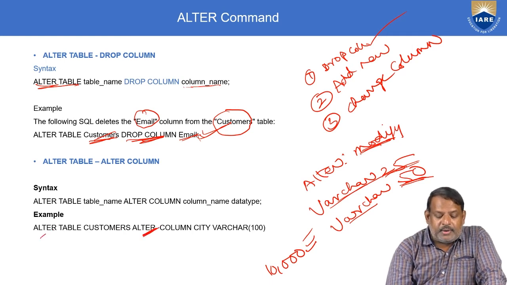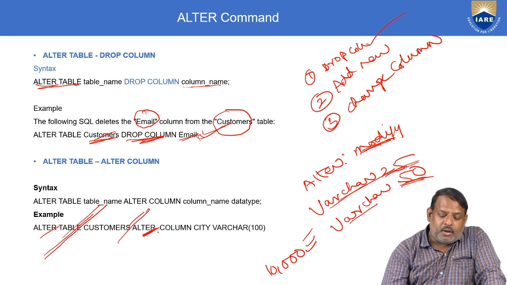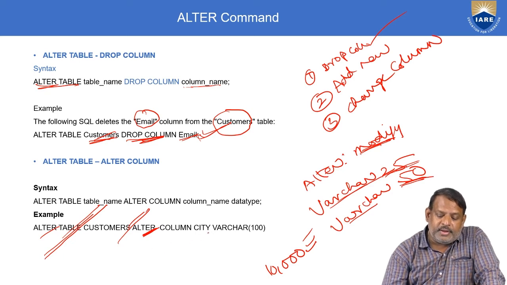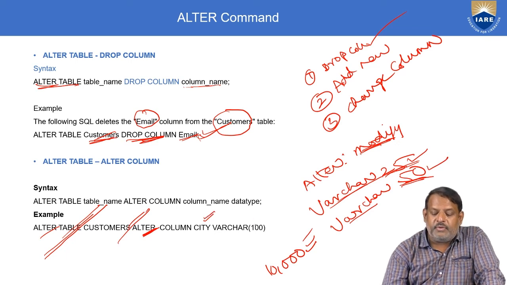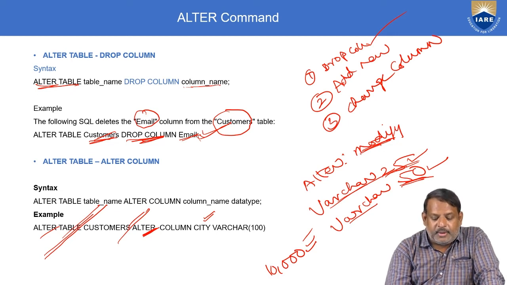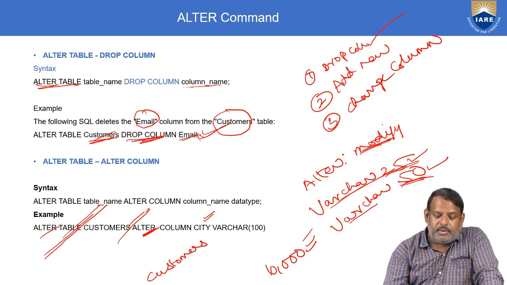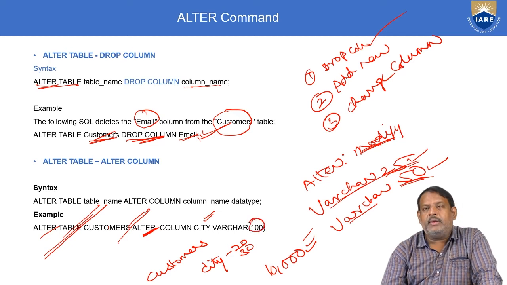Alter table means you're altering the table. You say alter table name, then you say alter column. Which column you want to modify? City, because city is 25. Now I want 50, city varchar of 50 or 100. Already the customer table has a column called city, and it holds 20 or 30, whatever. Now you want to make it 100.